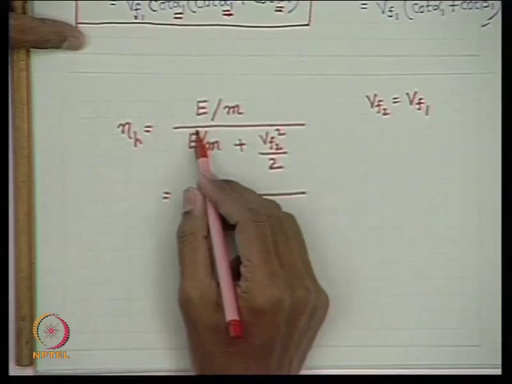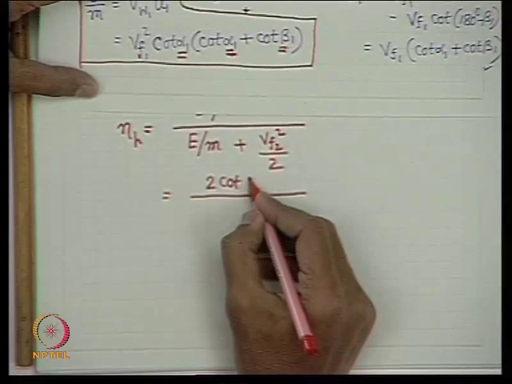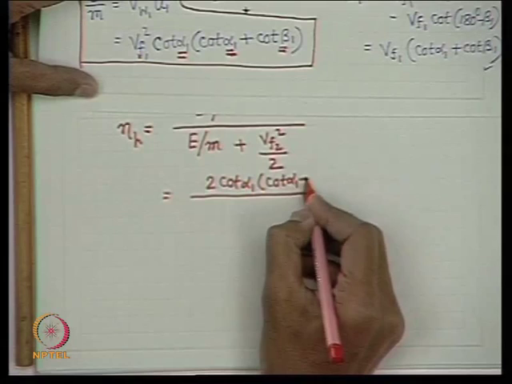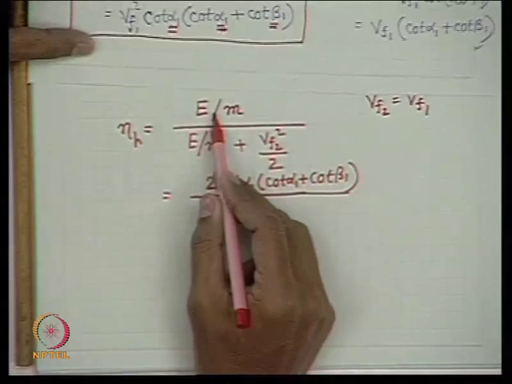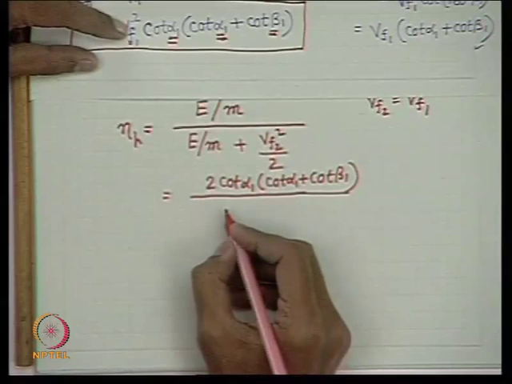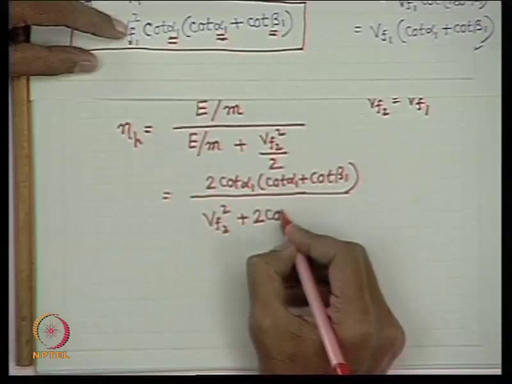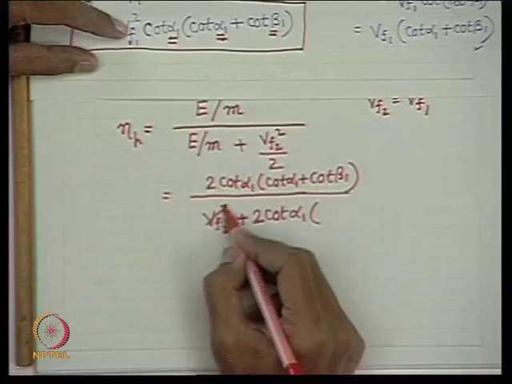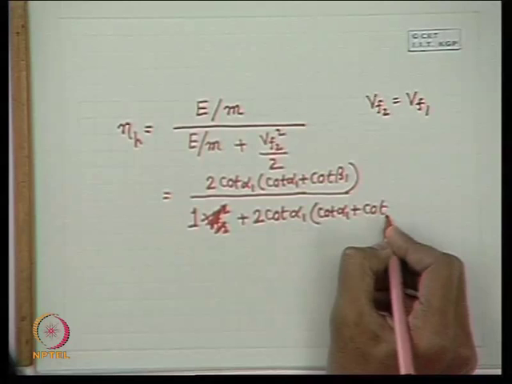Vf1 will cancel, so I get 2 cot alpha 1 into cot alpha 1 plus cot beta 1. Can you see this line? That means E by M is Vf1 square cot alpha 1 into cot alpha 1 plus cot beta 1, which I am substituting in place of E by M. Then what will I be getting? Vf2 square plus 2 of this quantity again, cot alpha 1. Oh, this has cancelled, good, because Vf2 is equal to Vf1. Very good, 1 plus cot alpha 1 into cot alpha 1 plus cot beta 1. This is because Vf1 square and Vf1 square cancel.